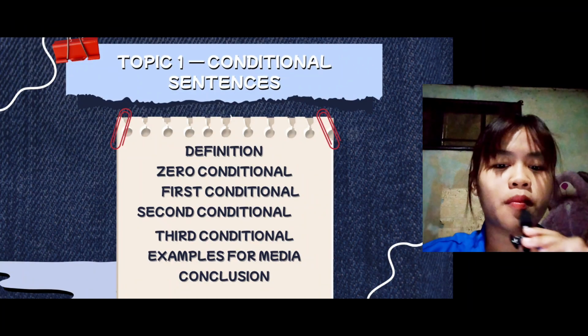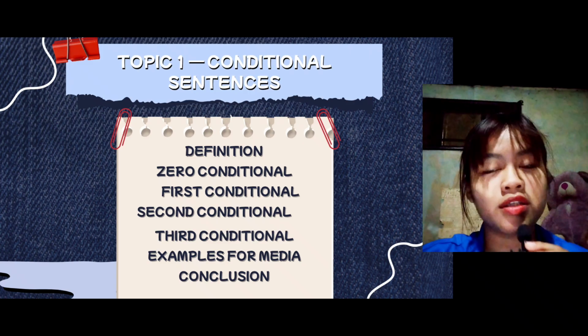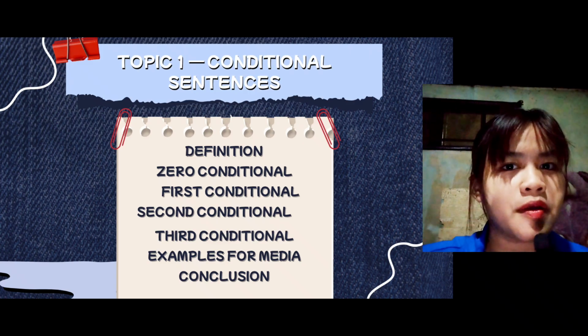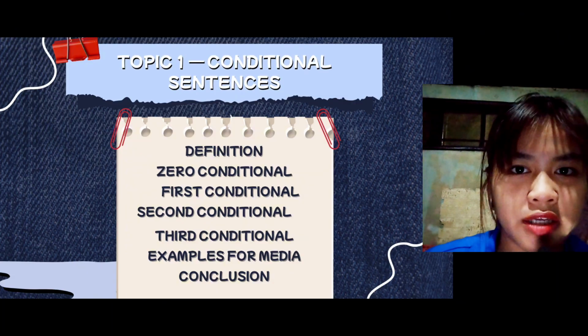For the first part, we have two topics, and the first topic is conditional if, or conditional sentences. In this topic, we're going to talk about the definition, zero conditional, first conditional, third conditional, the examples, and the last is the conclusion. So let's get started.